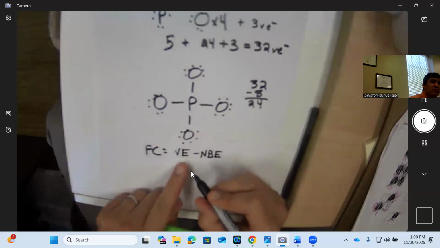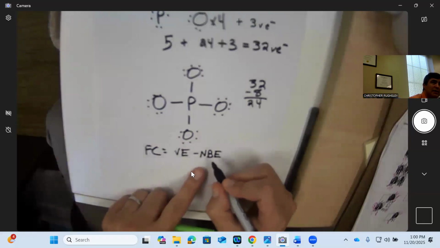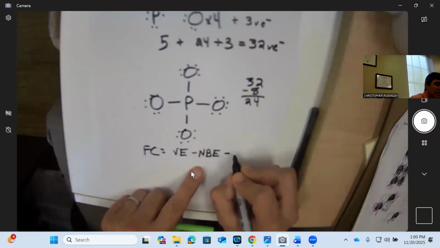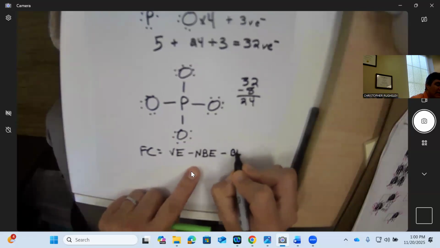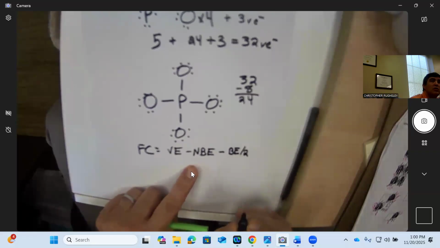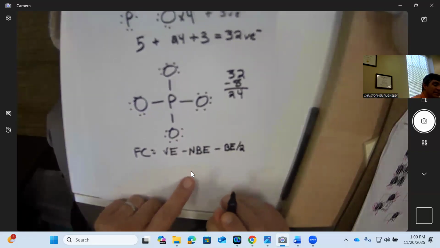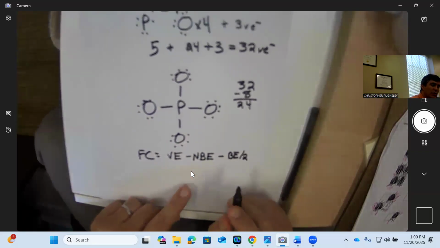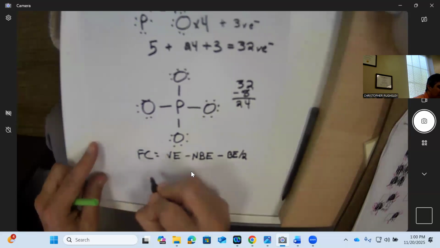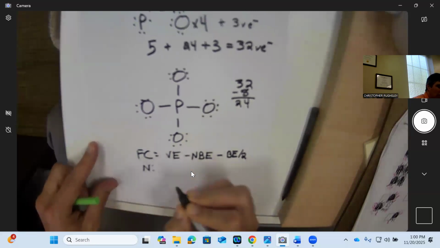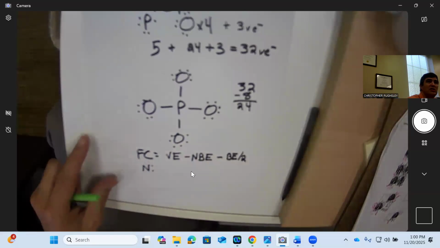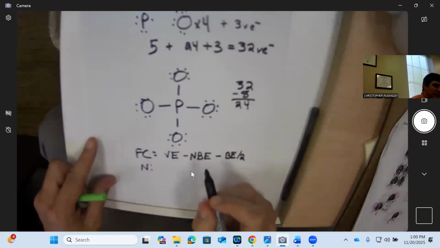Formal charge is almost valence electrons minus non-bonding electrons minus bonding electrons divided by 2. So it's all of those, okay? All right, so we've got to do this for nitrogen. So nitrogen's formal charge. This is what we're doing first.